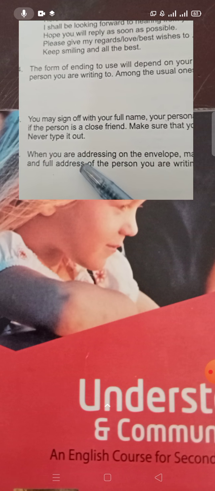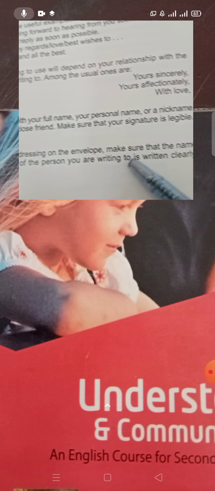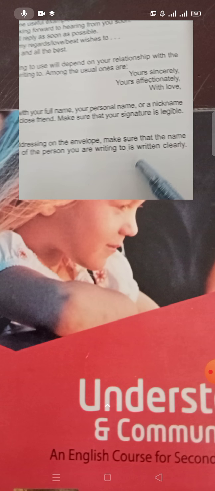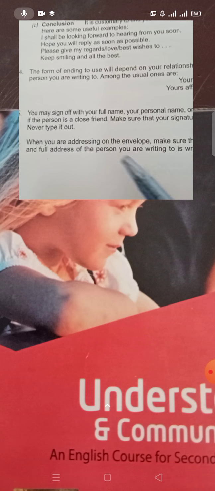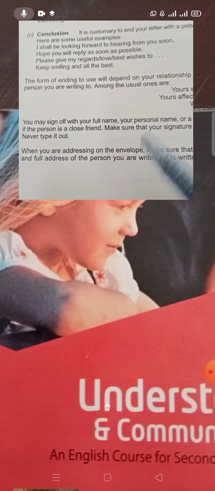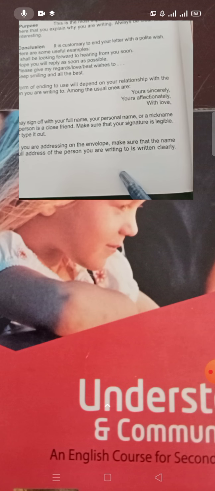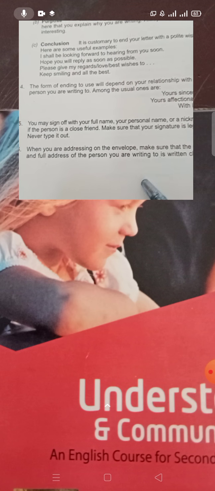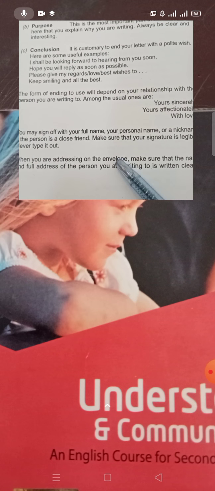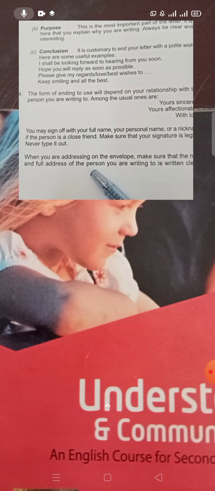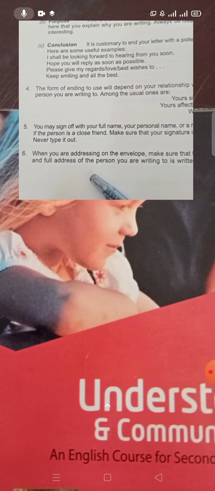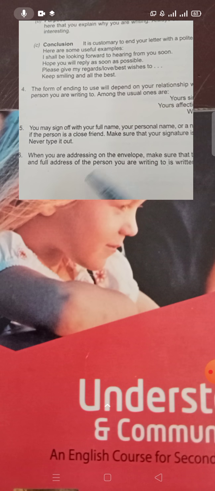Next, when you are addressing the envelope, make sure that the name and full address of the person you are writing to is written clearly. Keep this point in your mind. Otherwise, your letter will not reach on time, because the postman or the people will be confused about where to send your letter.